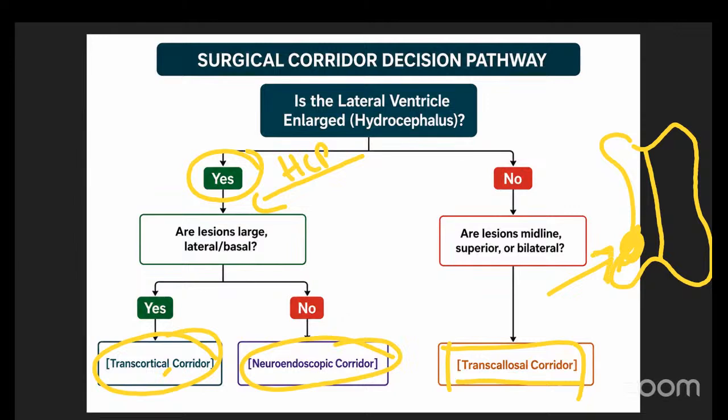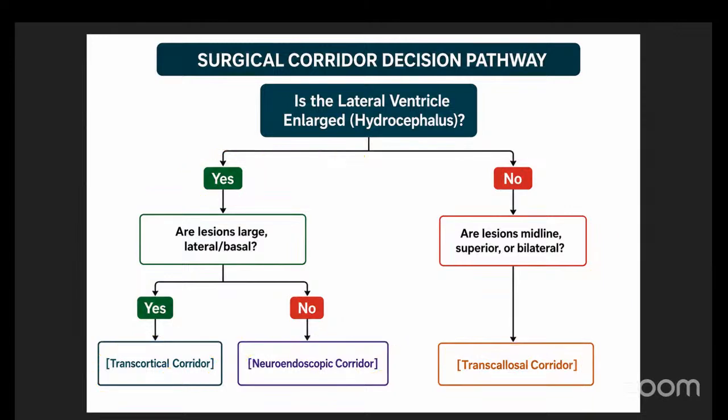Are we clear on the algorithm? If there's hydro, we go via transcortical if the lesion is large and lateralized. If the lesion is small or we need a biopsy, then we can go via endoscope. If the lateral ventricle is not enlarged, there is no hydro, then the ideal approach is going to be a transcallosal corridor.